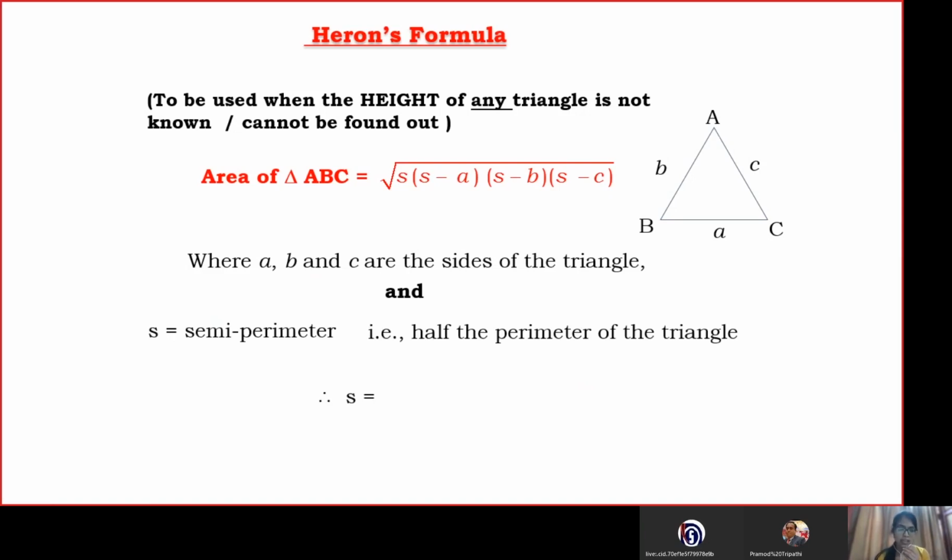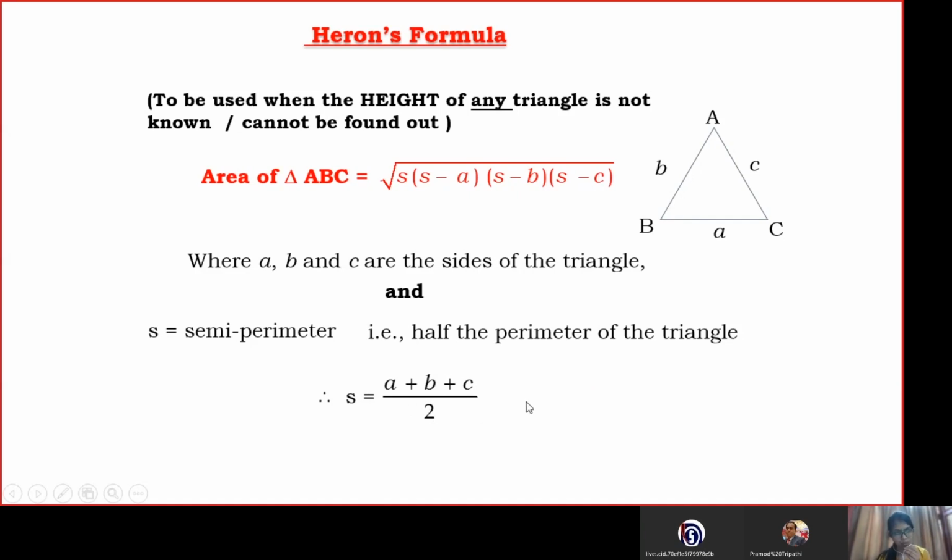And how do we calculate the perimeter? Perimeter is the sum of all sides. Meaning A plus B plus C is the perimeter, right? So semi-perimeter will be A plus B plus C upon 2. Is that understood? I am repeating again. The area of a triangle using Heron's formula is given by square root of S into S minus A into S minus B into S minus C, where S is the semi-perimeter, which is half of the perimeter, and it is given by A plus B plus C, that is the sum of three sides divided by 2.